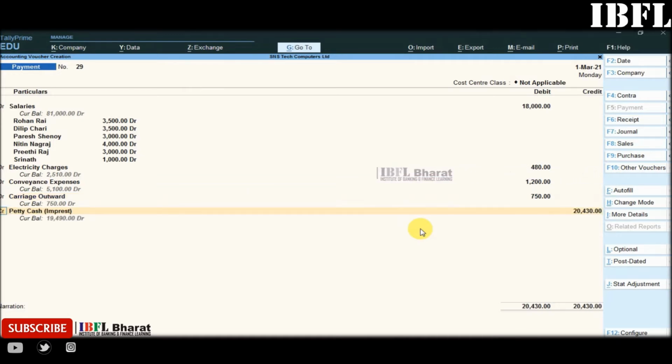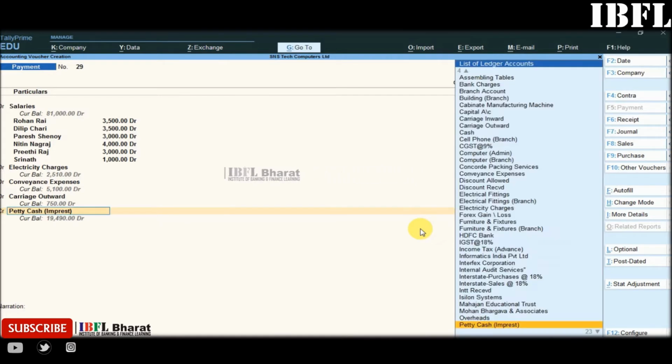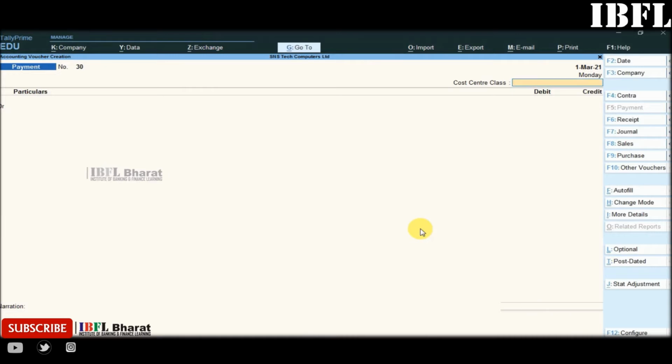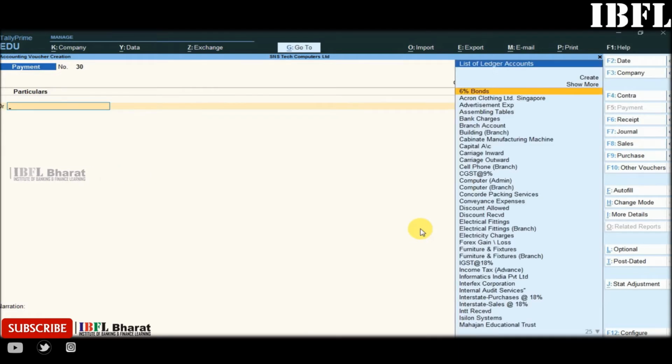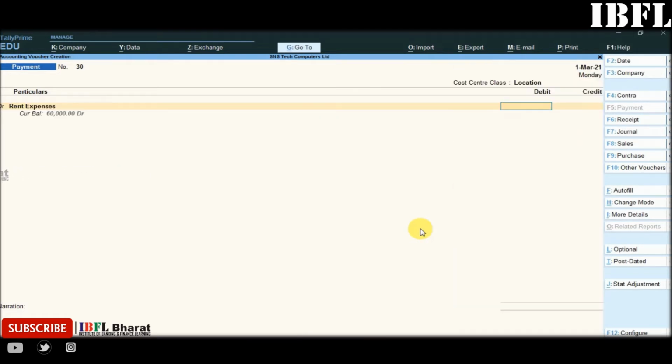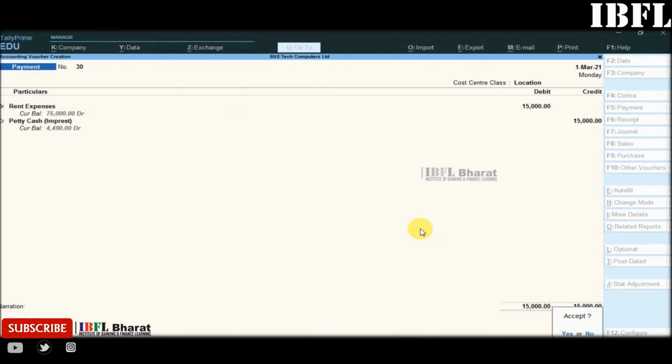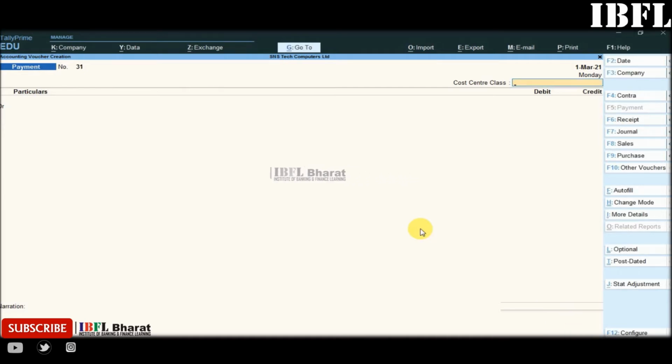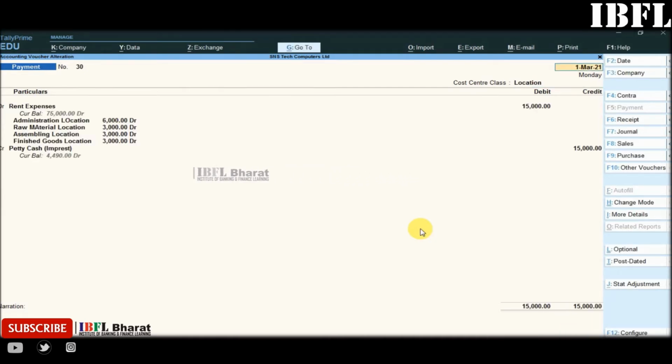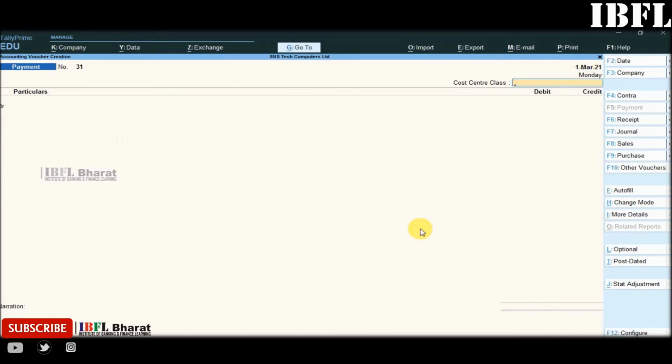With these 4 heads done, the last head left is rent. Taking location as cost center class, taking rent, the amount is 15,000 rupees, and like all the parts of this case study we are booking it the same way. We will also press Page Up to check whether it is bifurcated or not, and we are accepting it with Control A.